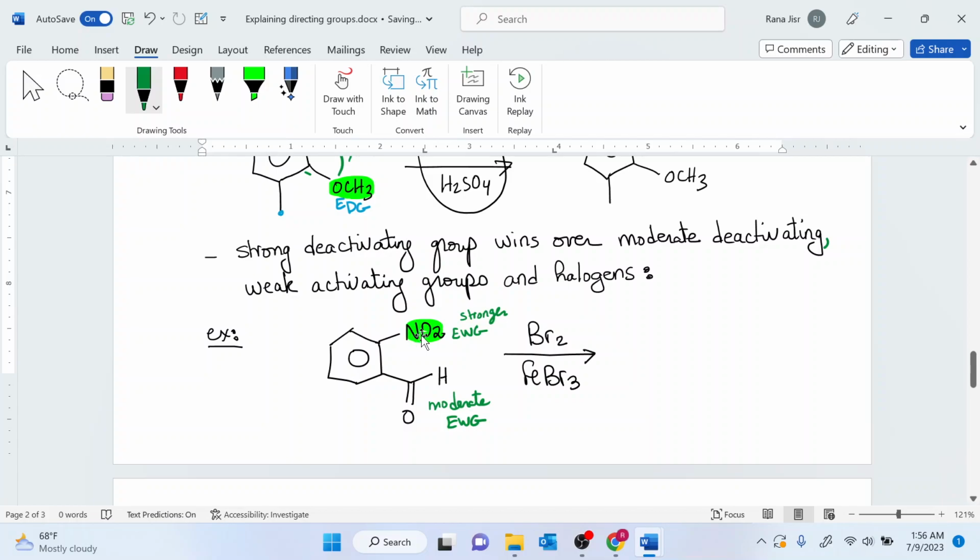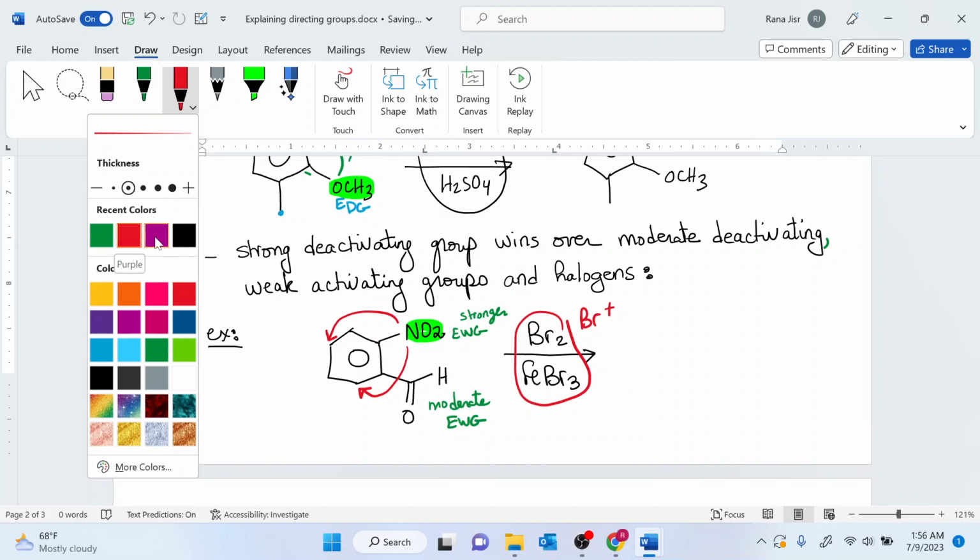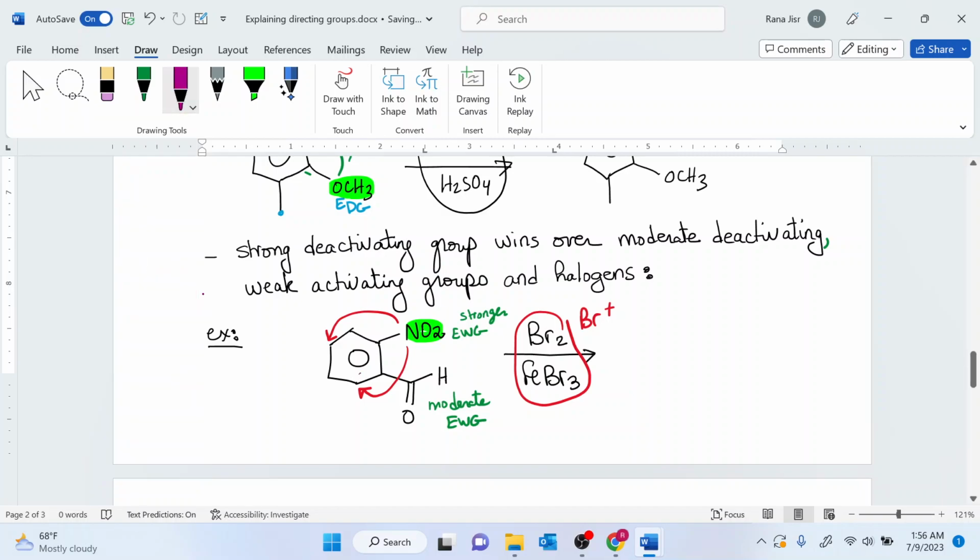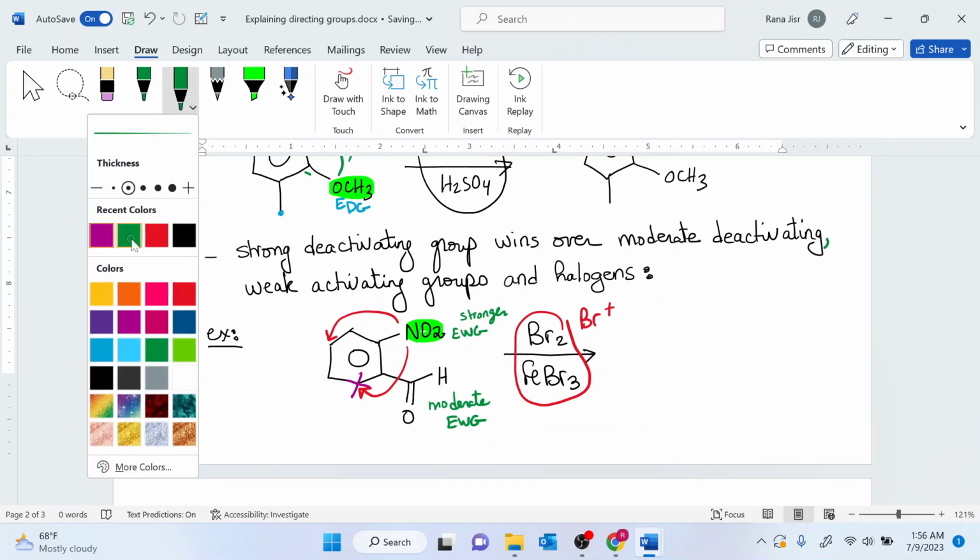But since this one is stronger, you're going to go with the meta position of this NO2. You are forming your Br positive, so you are going to add the Br positive meta to the NO2. You can add it either to this side or to the other side, but avoid steric hindrance. And if you add it to this side, you're going to end up having steric hindrance. So this is why we are going to neglect the addition on that side.